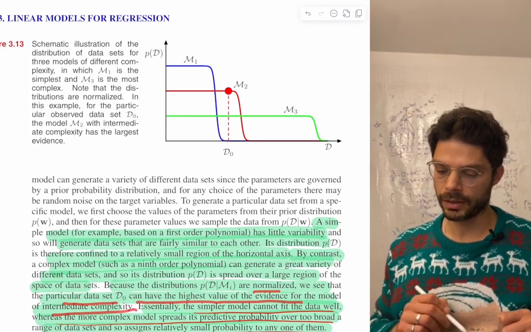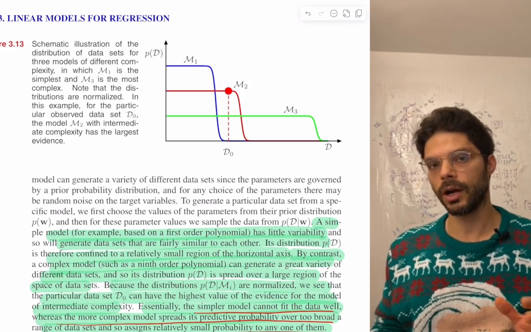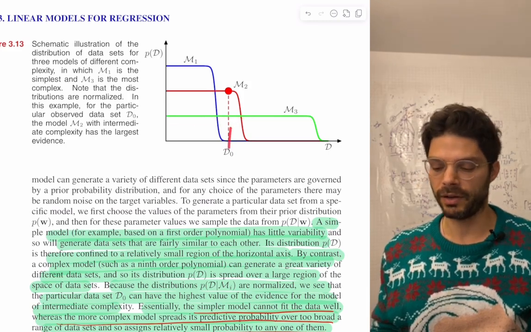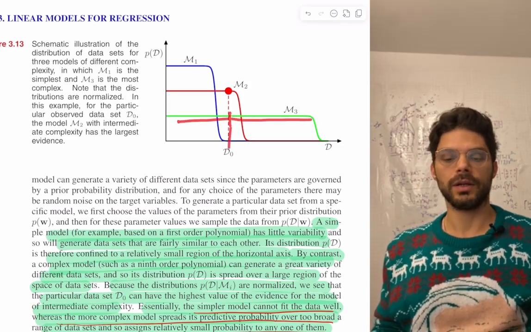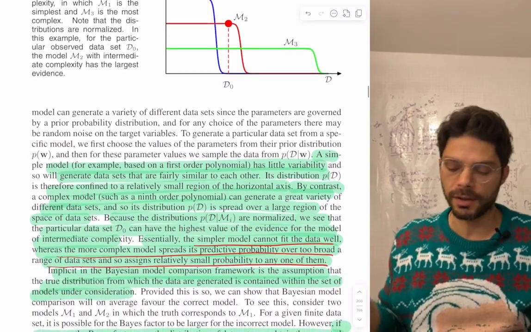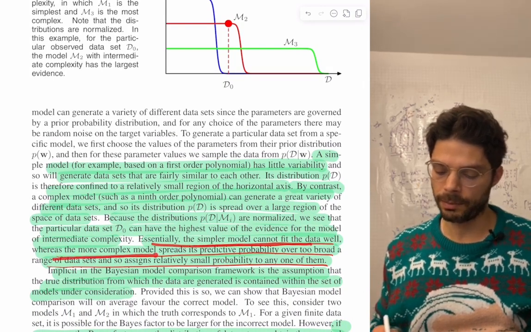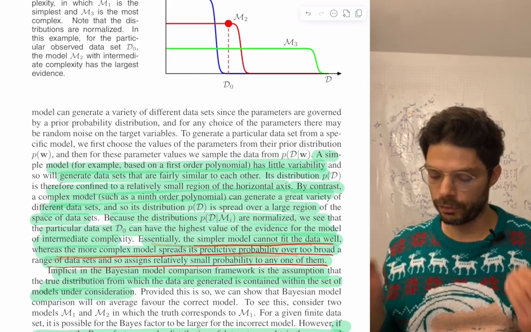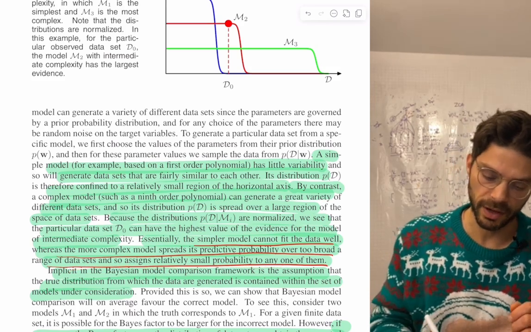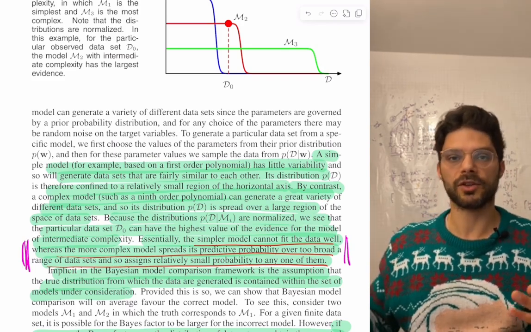of intermediate complexity. So you essentially want the complexity to be just large enough that your data fits into it. With these super complex models, your data fits nicely inside, but because they're normalized, the probability they assign to your data set is going to be much lower, because there are so many more data sets that they can actually fit. Essentially, the simpler model cannot fit the data well, whereas the more complex model spreads its predictive probability over too broad a range of data sets, and so assigns relatively small probability to any one of them. So I think this is a very important statement and an explanation of model selection.